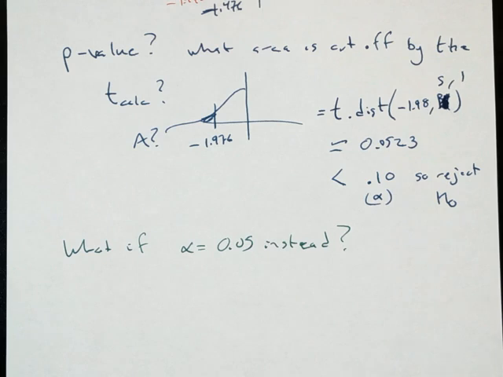That's a wrong way to put it. I don't want to say it that way. It's not that I'm off by that much. It's that that's the likelihood that this happened by randomness.